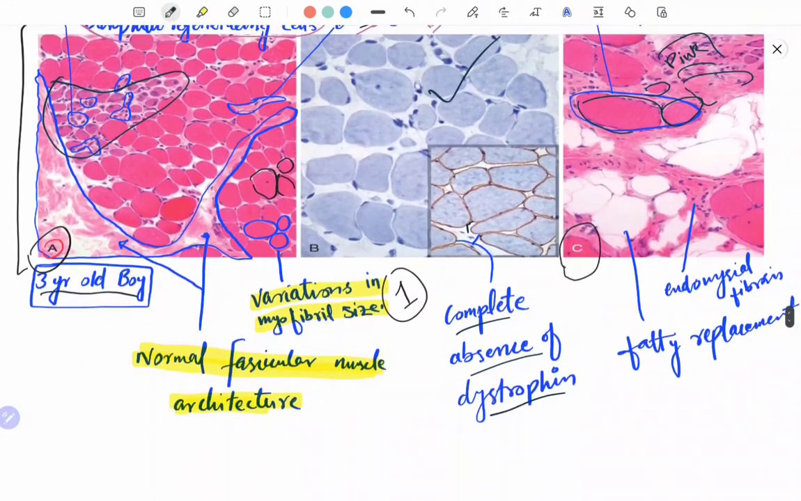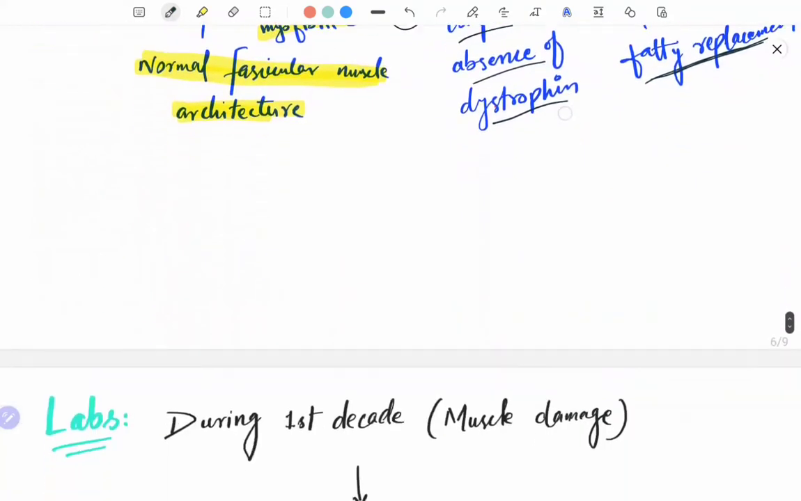And what does this white color indicate in this diagram? What is this white deposition? Of course, this is the fat replacement, fat infiltration. This is the fat infiltration.